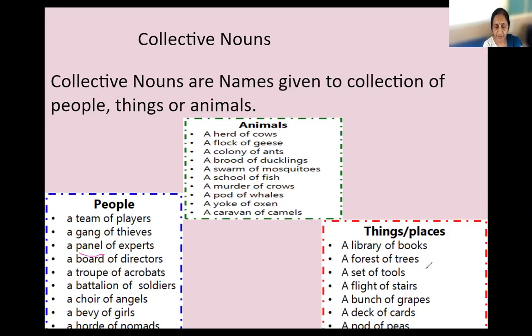A library of books, a forest of trees, a set of tools, a flight of stairs, a pod of peas, a bunch of grapes, a deck of cards. So you need to remember these terms.